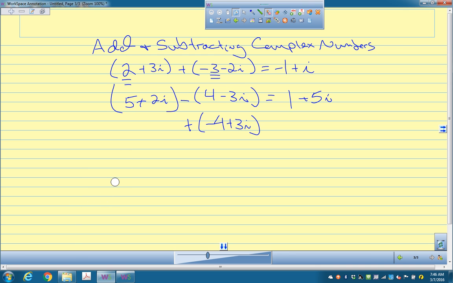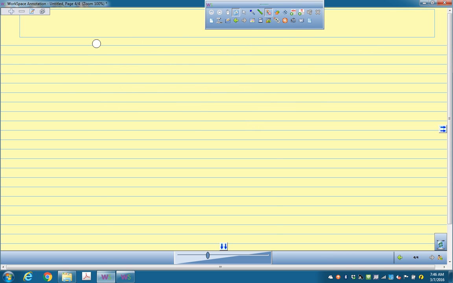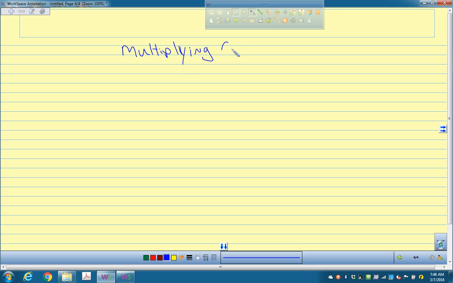Multiplying complex numbers is a little more complex. So if I know that i is equal to the square root of negative 1, what do you think that i squared is equal to? What do you think i squared is equal to?